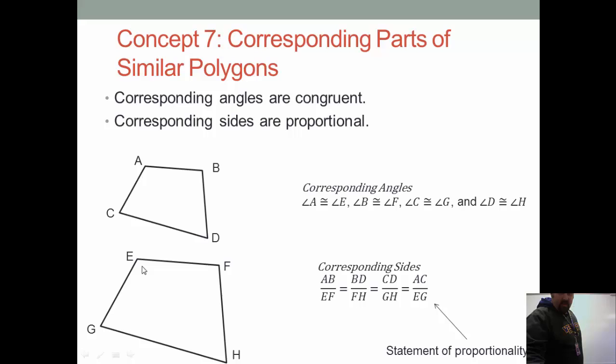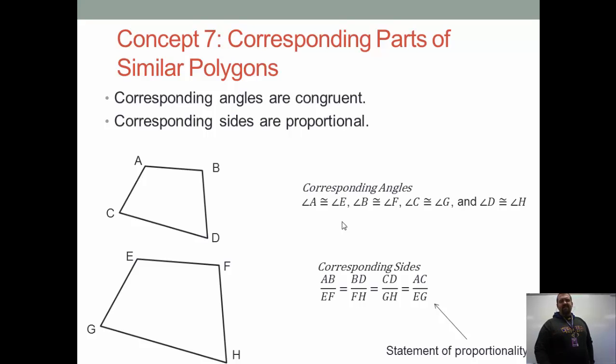Angle A and angle E have to match up because they're the corresponding part of my two polygons. Angle B and angle F have to be congruent. Angle D and angle H have to be congruent. And last but not least, angle C and angle G have to be congruent because they're the corresponding angles. Similar polygons, corresponding angles are congruent.